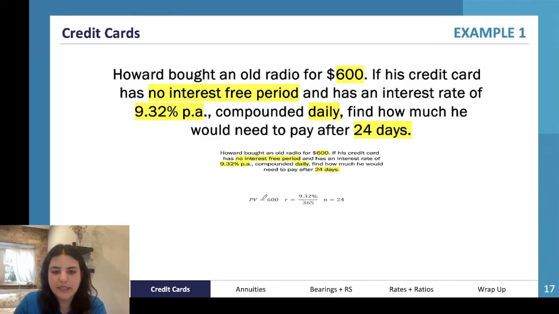So we know that our present value is 600. Our rate is going to be 9.32% divided by 365, and there are 24 days.